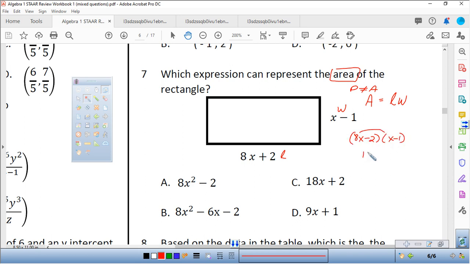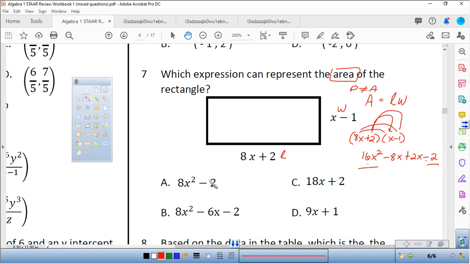Multiply this times this gives me 16x squared. Multiply this times this gives me a -8x. Then we multiply -2 times x, -2x, and then a -2 times a -1, plus 2. I want to argue this is the key thing to look at. Oh, my bad. This is a plus. So this one times this one is a positive. This one times that one's a negative. My bad, guys.